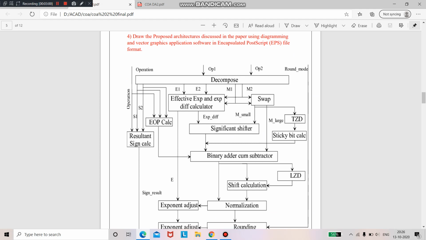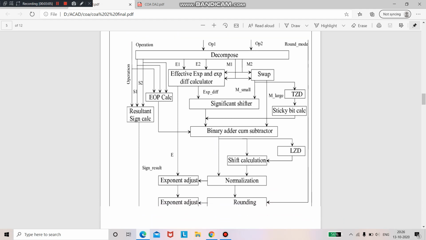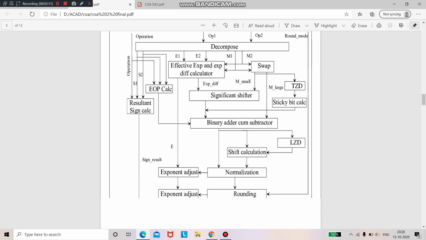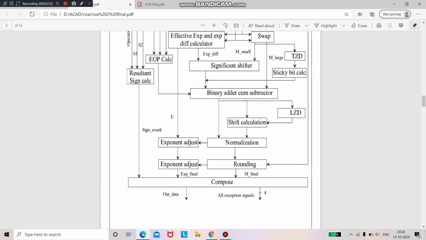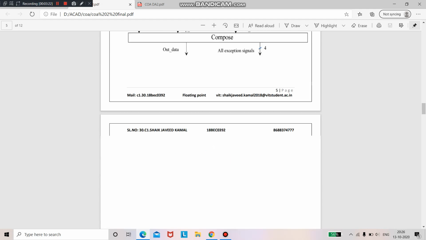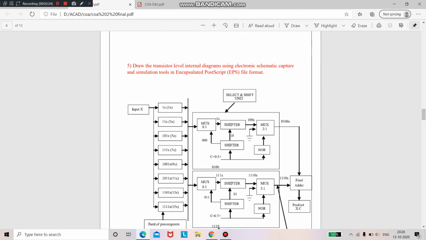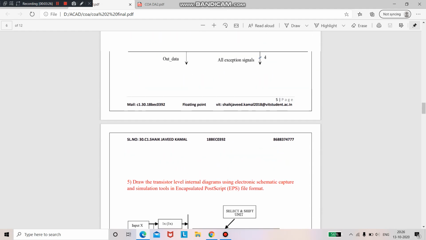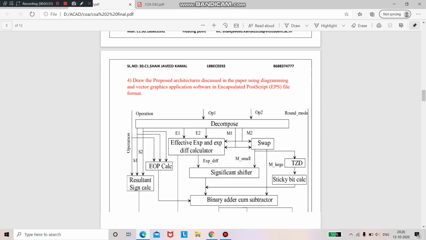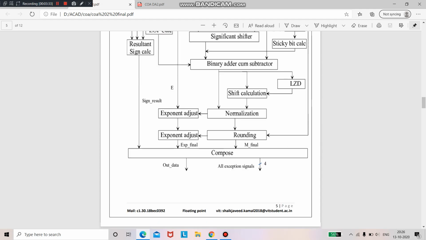Then, draw the proposed architecture discussed in the paper using a diagramming tool. This is my proposed architecture, which I have also drawn in the same tool, draw.io. Everything is here and it is very clear. I have taken this from my journal paper. There is some theory which I have not mentioned here, but I have drawn the diagram, you can see here.